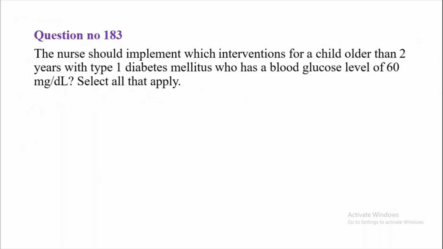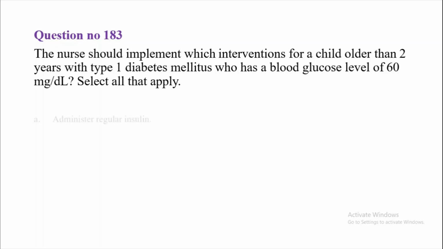Question 183. The nurse should implement which interventions for a child older than 2 years with type 1 diabetes mellitus who has a blood glucose level of 60 milligrams per deciliter. Select all that apply.